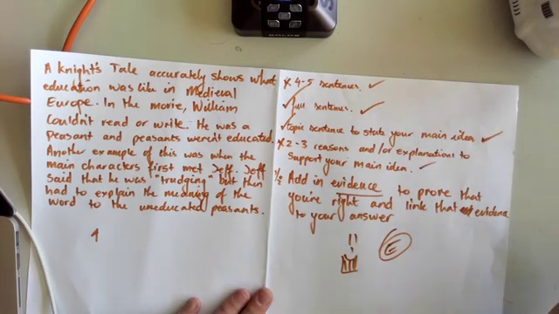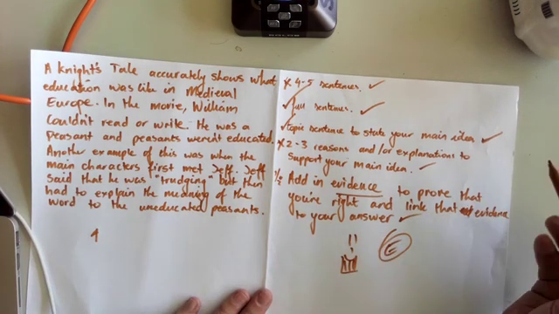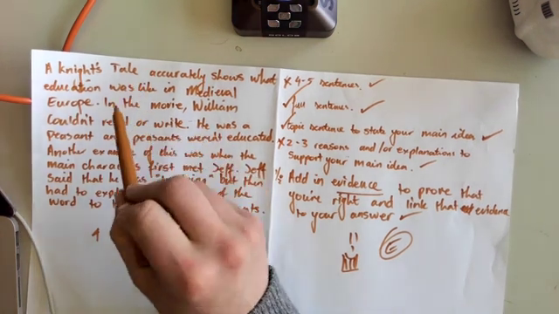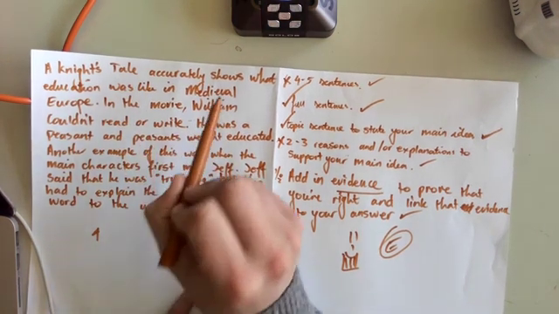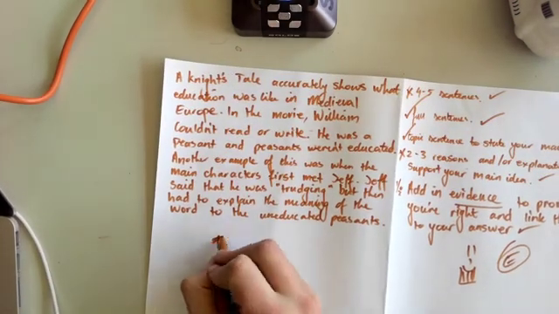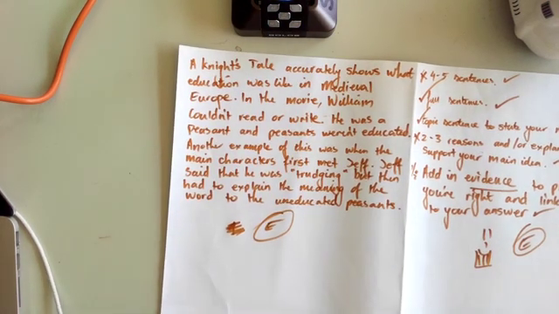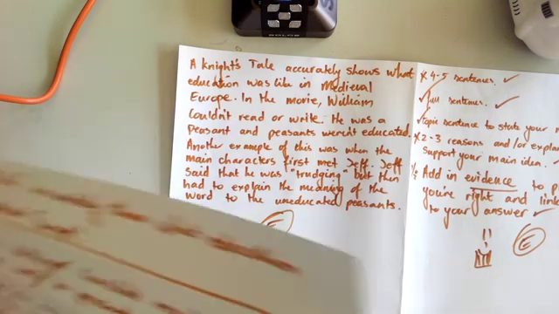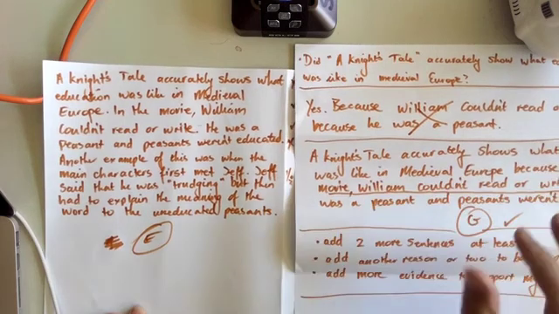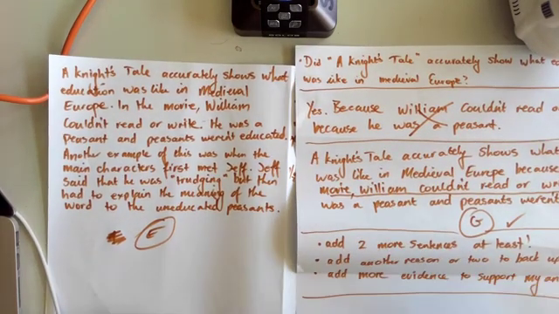Did I add in evidence to prove that I was right and link that evidence to my answer? Yes. I used 2 counts of evidence. Jeff explaining the word trudging, and what was the other one? William not being able to read or write. So if you gave me an answer like that, I would give you an excellent for it. So comparing the two, it's not that hard to go from a good to an excellent in an extra 2 minutes worth of work.